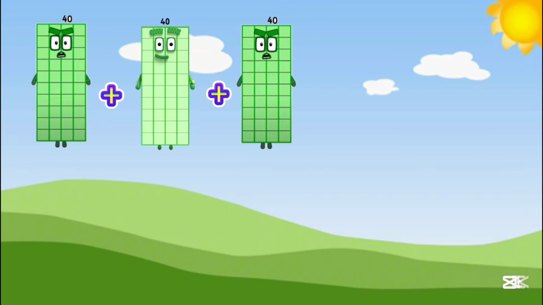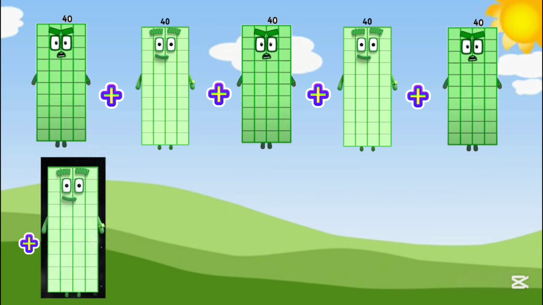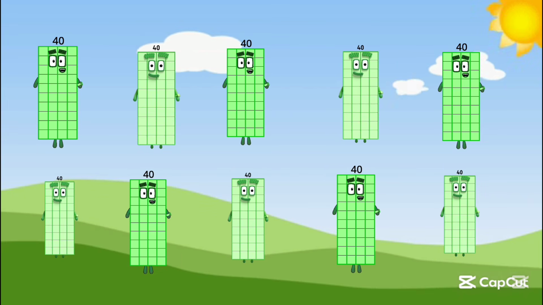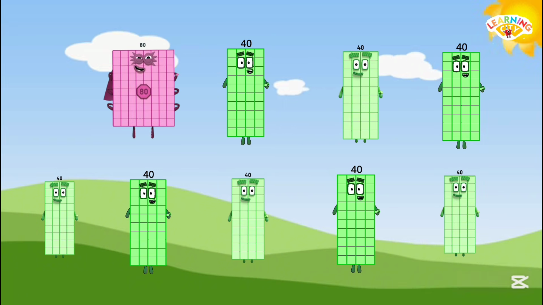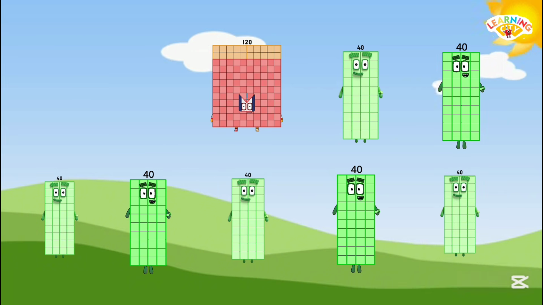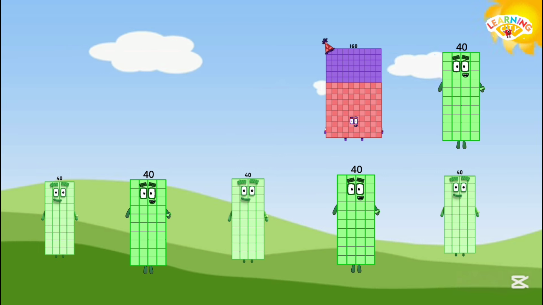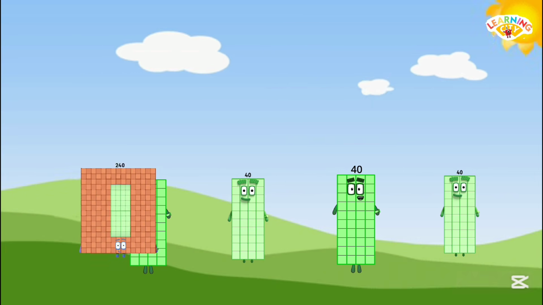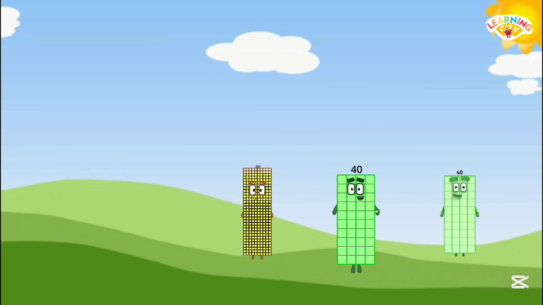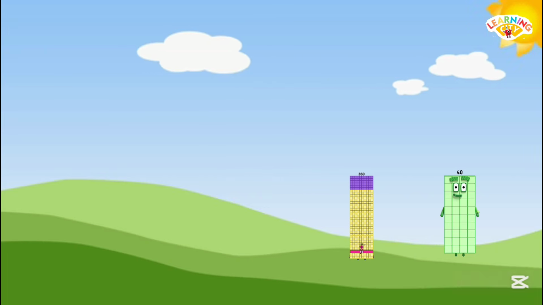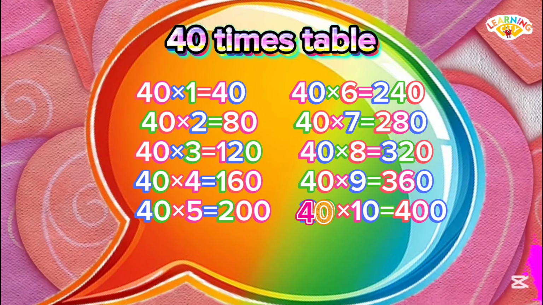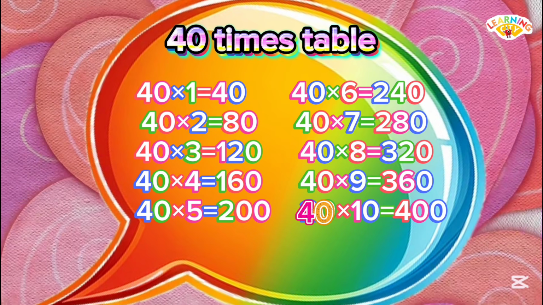Now it's time to make 40 times table. When we add 10 times 40, we have 400. Now let's start. 40 plus 40, 80, 120, 160, 200, 240, 280, 320, 360, 400. Now here is the 40 times table. It is so easy.